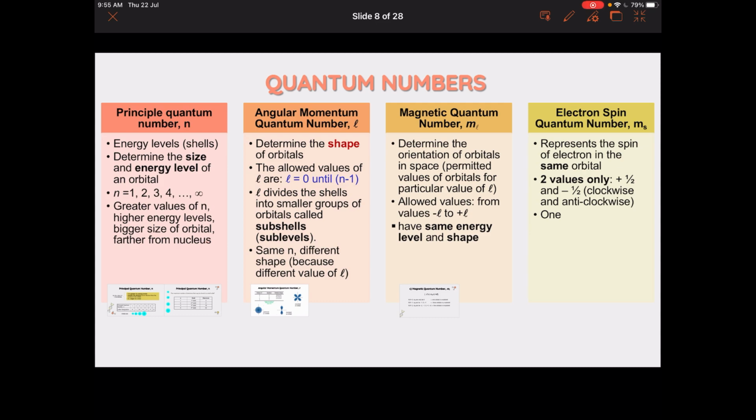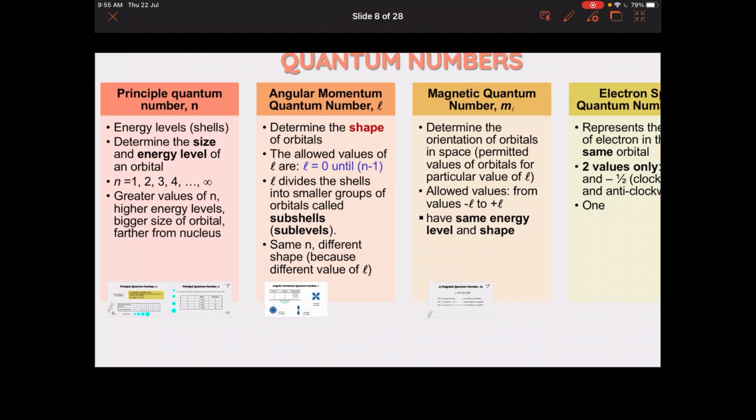We can also relate the value of n, the principal quantum number, with what we have learned in Bohr's atomic model. So let's say here we have n equals 1, n equals 2, and n equals 3. Moving from n equals 1 to n equals 3, the value of n increases, showing that the energy level increases. So at n equals 3, which is the third energy level, the distance from the nucleus is the farthest. And you can see also that the size of the third energy level is bigger than the size of the first energy level.